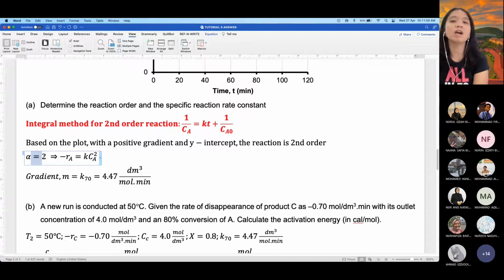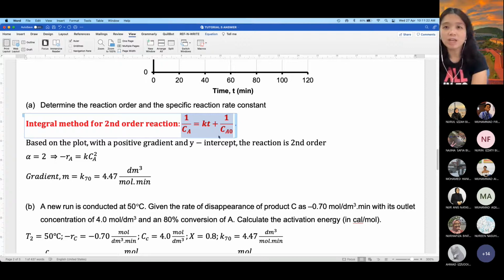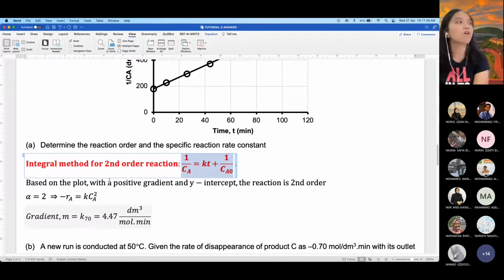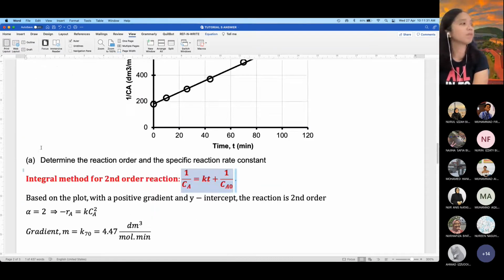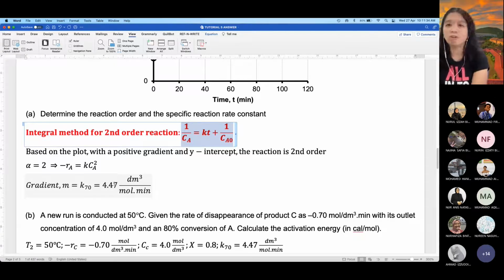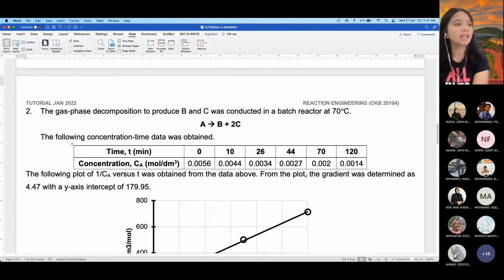Second order, so you can write down the rate law. The rate law will be minus rA equals K CA power of 2, because it is second order with respect to A. So done, straightforward. Next, it asks to find the specific reaction rate constant, K. From the plot, we know that the slope, the gradient, is K. So it is direct. The gradient is given as 4.47, so you can write K as 4.47. I write subscript 70 to remind myself that this K is at the reaction temperature of 70 Celsius.